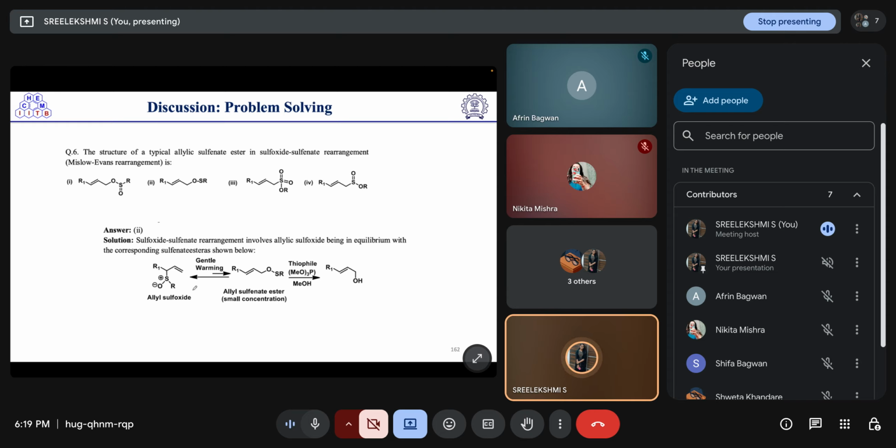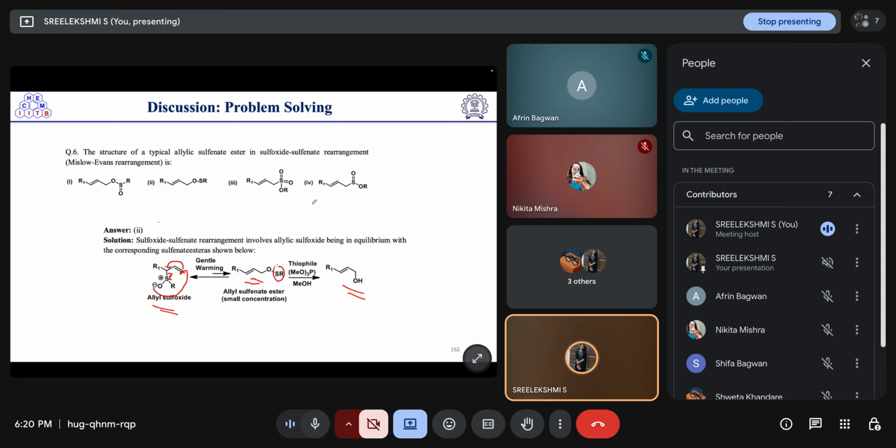So here, as we saw in the earlier example also, in sulfoxide sulfinate rearrangement, these allyl sulfoxides will be in equilibrium, where the equilibrium will be more shifted to the allylic sulfoxide than the allyl sulfinate ester. And if we remove this sulfur group by using any thiophile, we will be getting the corresponding alcohol over that position. So that is the utility of this kind of sulfinate ester. So this would be the basic structure of that reaction. As I said, if this is the allyl sulfoxide, this O minus will be attacking over this center, this double bond will shift over here, and this bond will break.